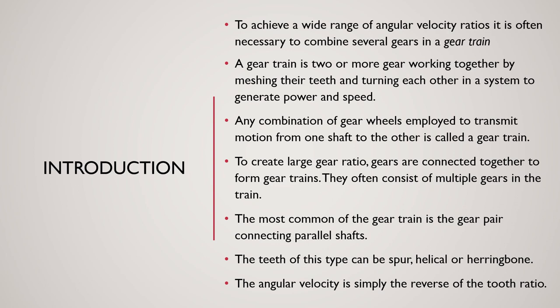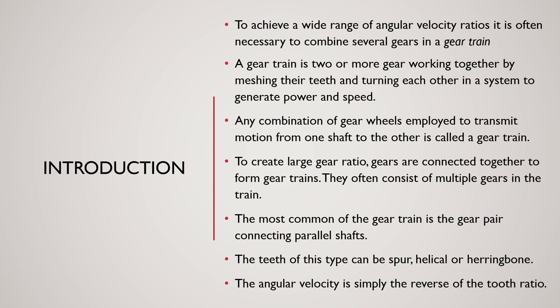When you want to get a wide range of angular velocity ratio, it is often necessary to combine several gears. It may be a combination of spur gears, it may be a combination of different types of gears. So any combination you do to achieve different angular velocities, we call it gear trains. A gear train is two or more gears working together, meshing their teeth and turning each other in a system to generate power and speed. Any combination of gears being employed to transmit motion from one shaft to another is called a gear train.